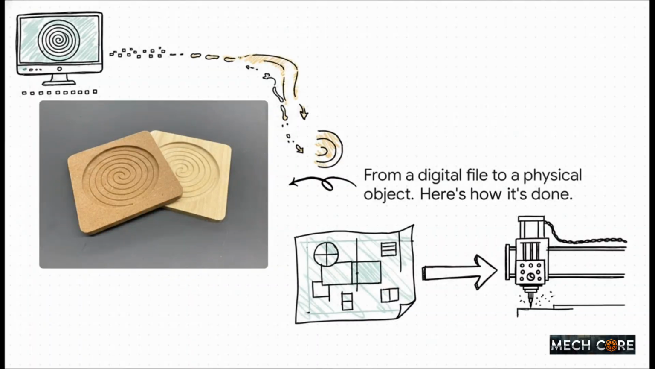We're starting at the end here with the finished product, these awesome CNC-routed wooden coasters. These things started out as just a file, just pixels on a screen. So the big question is, how do you get from that to this? What's the roadmap? Well, let's break it down.